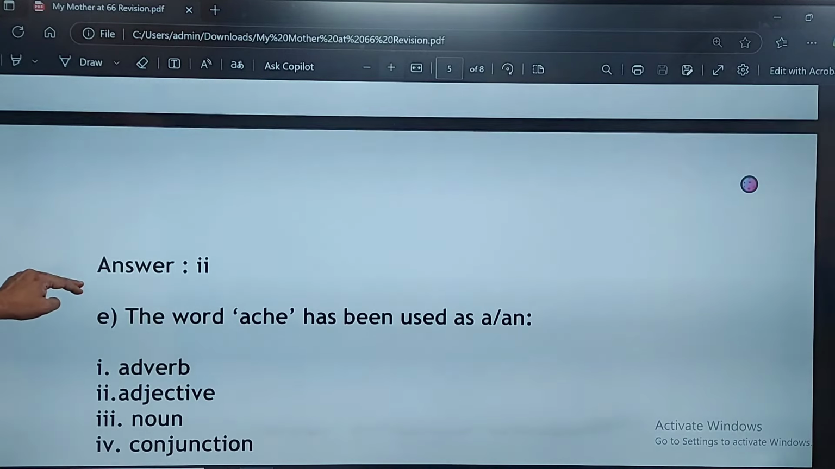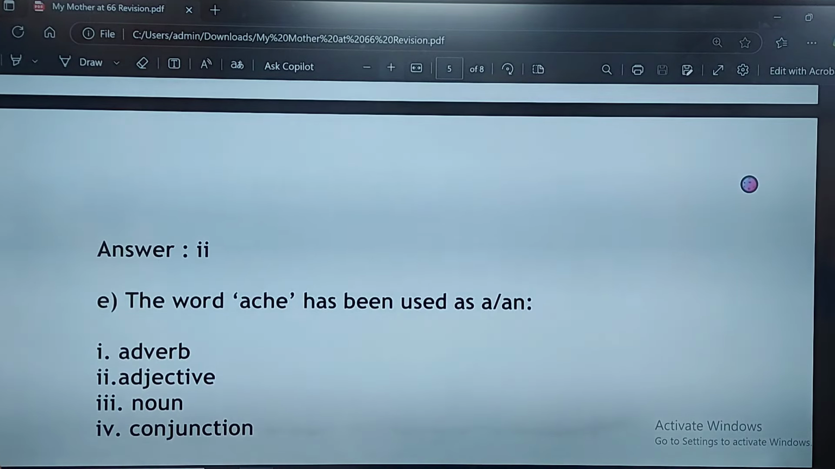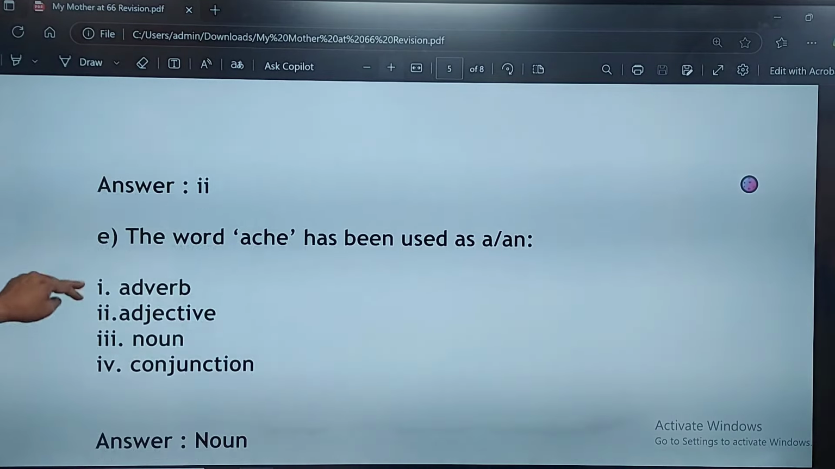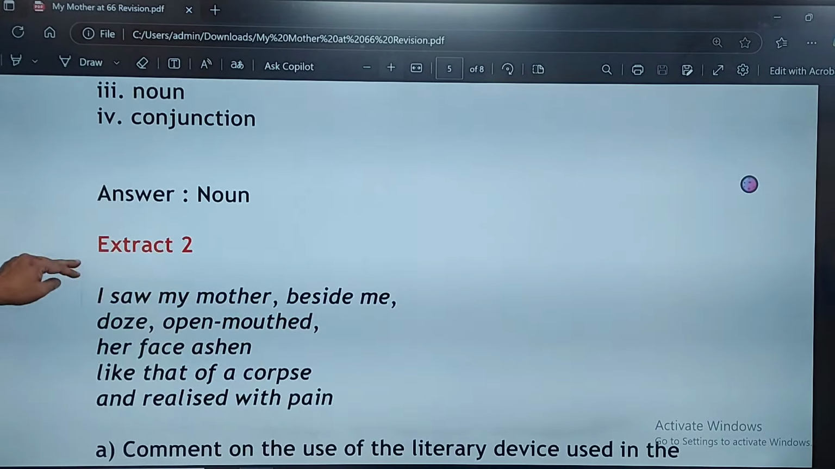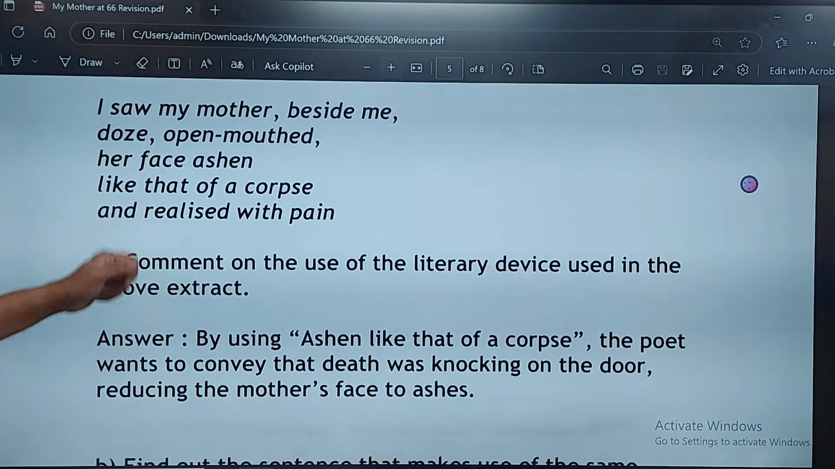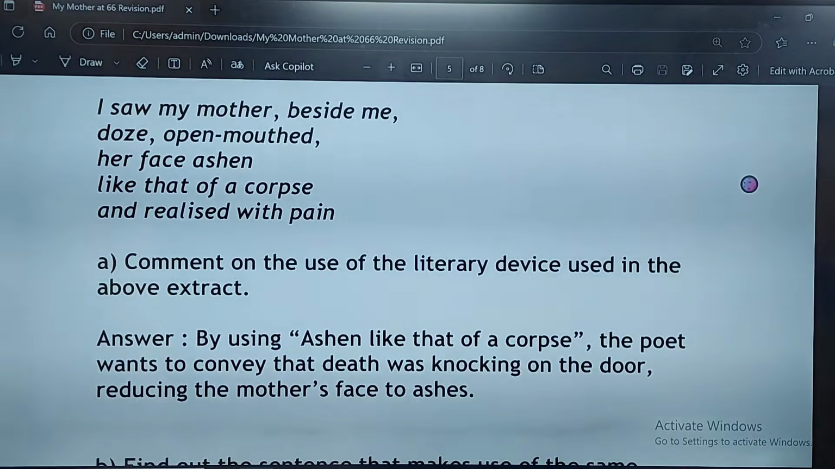The word ache has been used as an adverb, an adjective, a noun, or a conjunction. The correct answer is noun. Let's look at the second extract. Comment on the use of the literary device used in the above extract.